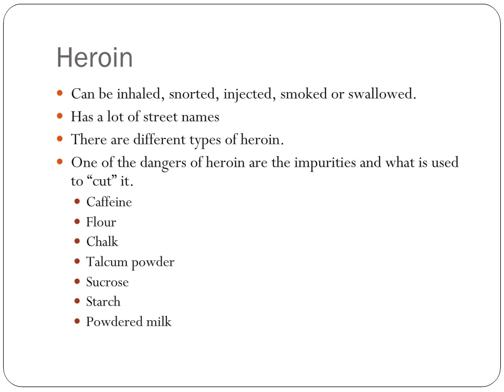One of the dangers of heroin are the impurities in what is used to cut the heroin. By the time the user gets it on the street, the heroin is not pure heroin. It has been cut or diluted to make the pure heroin go longer into more doses and that sort of thing. And there's a lot of things that are used to cut the heroin. Some more traditional ways are listed here: caffeine, flour, chalk, talcum powder, sucrose, starch, and powdered milk.